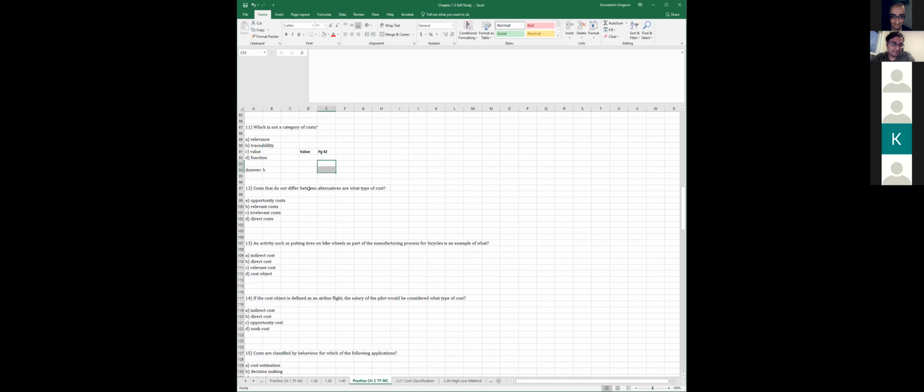Where were we? Costs that do not differ between alternatives are what type of costs? Sounds like relevant. Irrelevant. Irrelevant costs. Costs that do not differ.